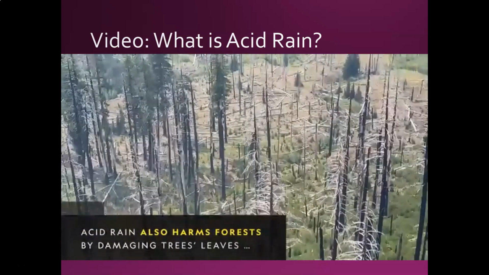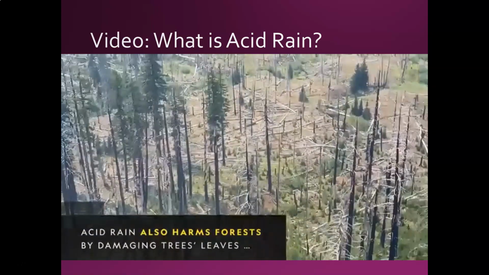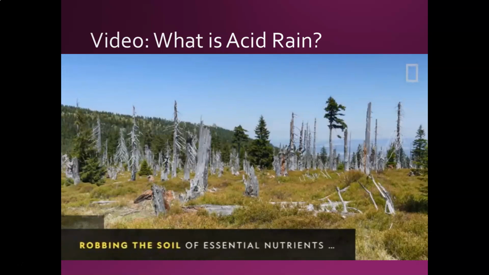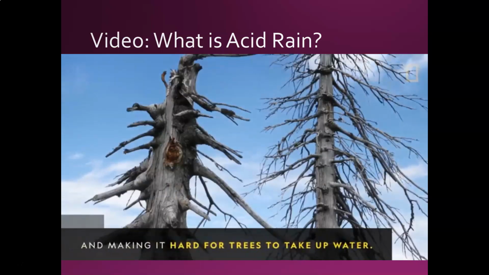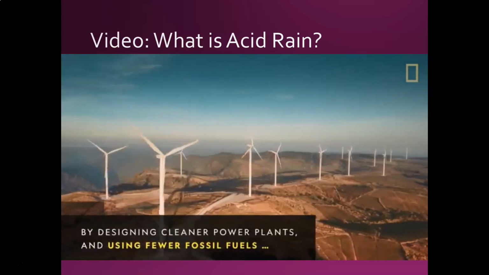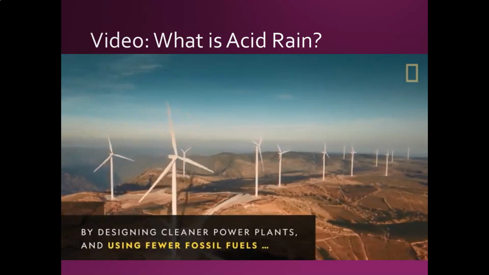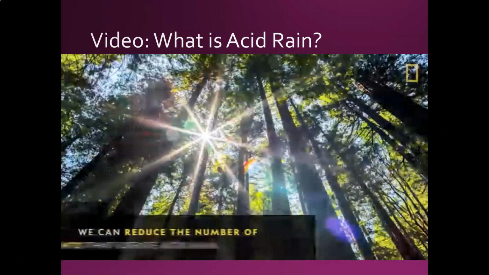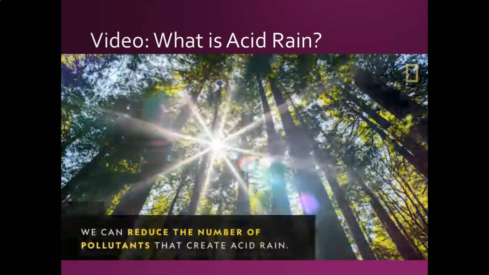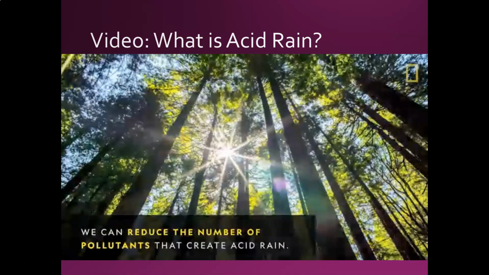Acid rain also harms forests by damaging trees' leaves, robbing the soil of essential nutrients, and making it hard for trees to take up water. By designing cleaner power plants and using fewer fossil fuels, we can reduce the number of pollutants that create acid rain.